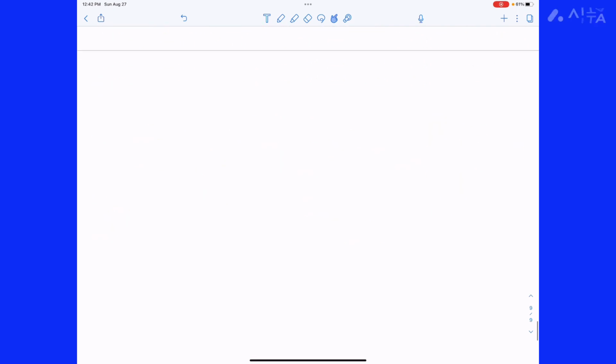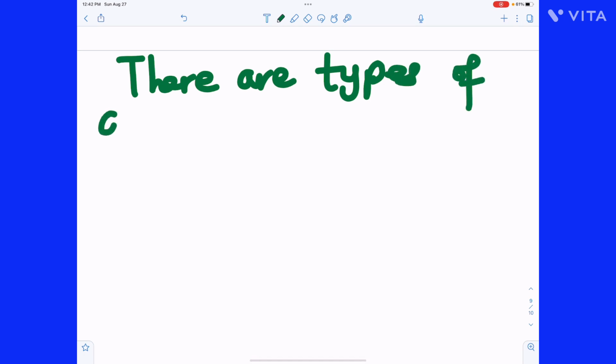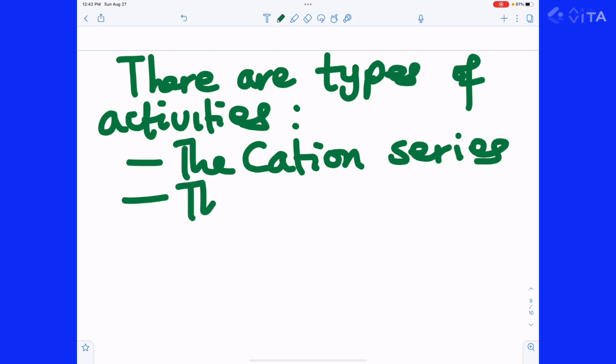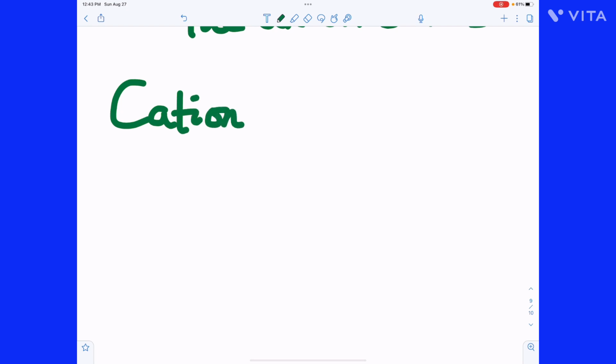Now, that reactivity series also has two parts. There are two types of activity series, namely the cation activity series, and two, the anion activity series. It's just a list. You must memorize the list so that every time you come across two ions approaching an electrode, you know which one should be discharged preferentially.